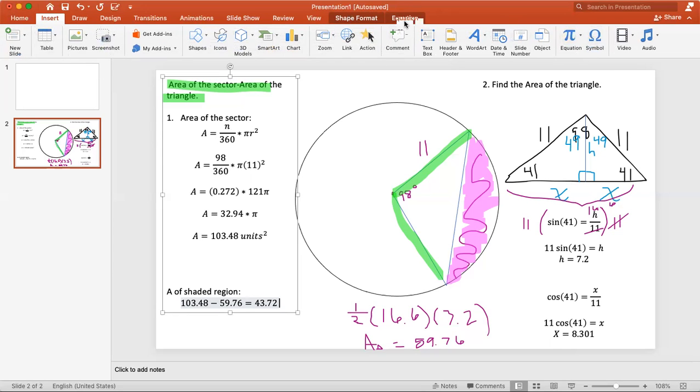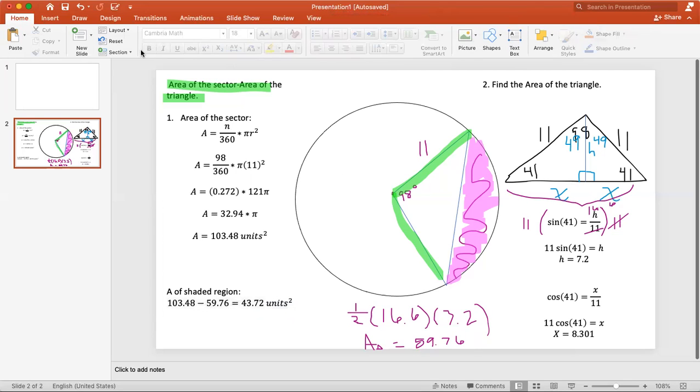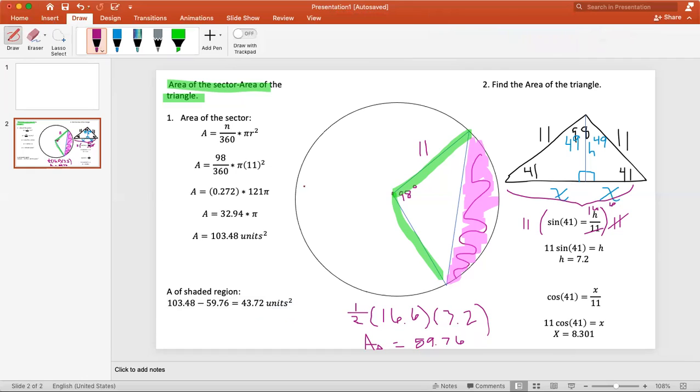Let me make sure I do my units squared. I forgot to put that here. This is units squared for the area of the triangle as well. This is my final answer. I hope this helps. But again, the process to solving all of these questions is the same: find the area of the sector, find the area of the triangle, and subtract the two.